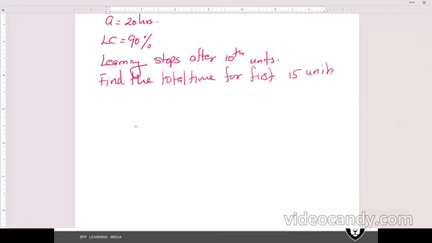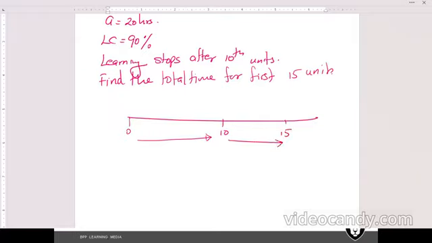So concentrate. Starting from 1 to 10, these 10 units have a learning effect. Then up to 15, the next 5 units, no learning effect. In this region, no learning. Here, learning. So the formula that we studied can be applied only up to the 10th unit, not after that, because when there is a learning effect, you can apply the formula. Alright, so 1 to 10 units, let me analyze separately.